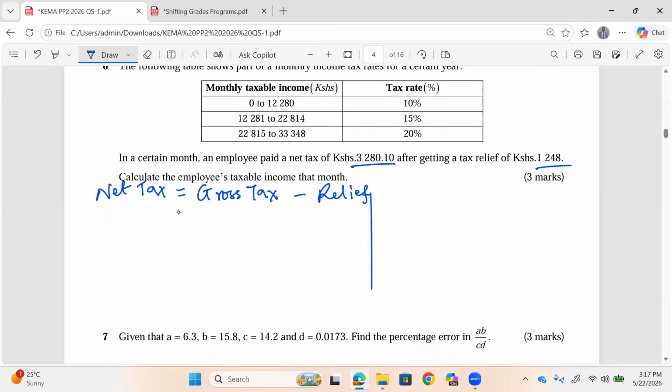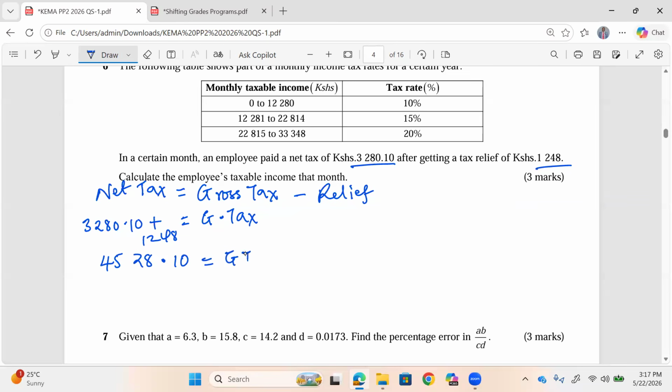So how can we know the gross tax due to this employee's taxable income? How do we know that? We simply have to say the gross tax shall be given by net tax plus the relief, which is 1248. So when we perform this addition, 3280 plus 1248, I'm getting exactly 4528.10. This is the gross tax.